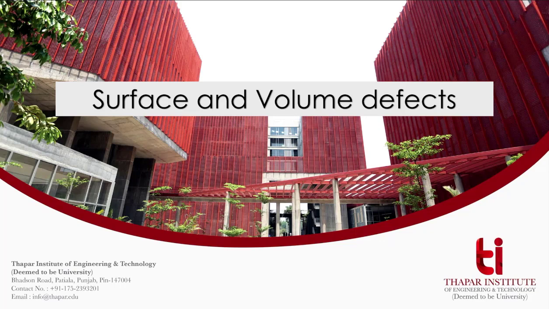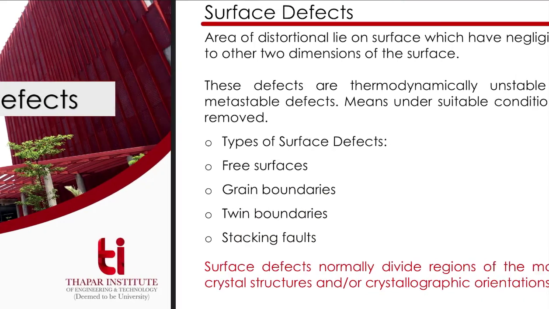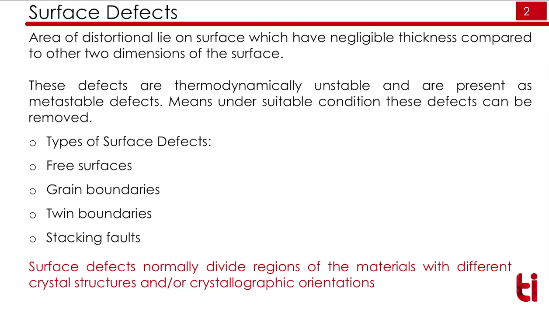Hello students, welcome. In this lecture, you will see surface defects and volume defects. Surface defects are the two-dimensional defects and volume defects are the three-dimensional defects. So surface defects are a region where there is a distortion and which has minimum thickness as compared to the two-dimensional surface.